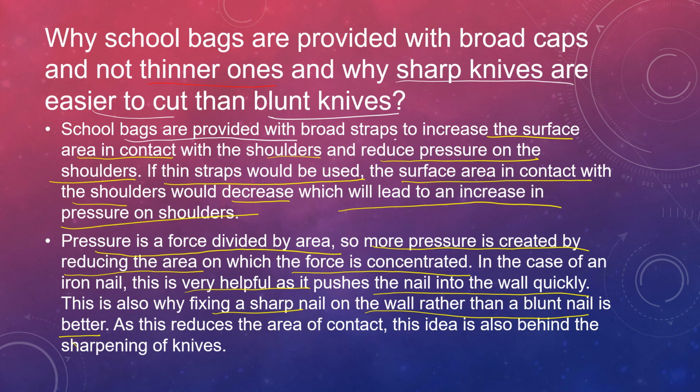As this reduces the area of contact, the same idea is behind the sharpening of knives. Sharp knives, when cutting vegetables, come in contact with a very small surface area. Thus the pressure applied is more, and it is easier to do the work. So this is the reason behind using a sharp nail to fix into the wall, as well as using sharp knives for cutting vegetables. And this is why school bags always have broader straps and not thin straps. So let us move on to the next part.